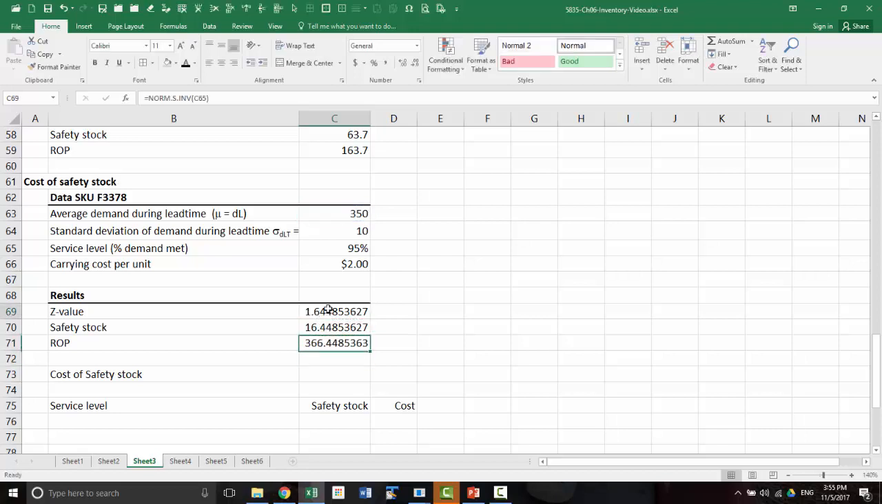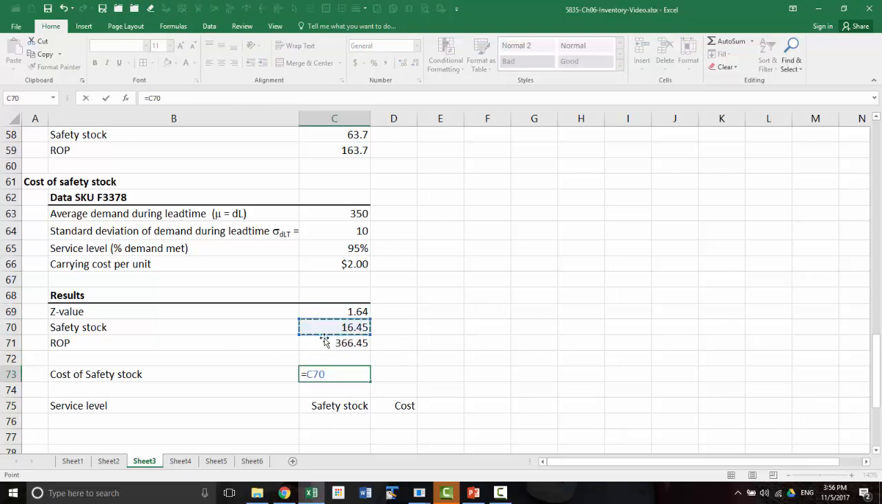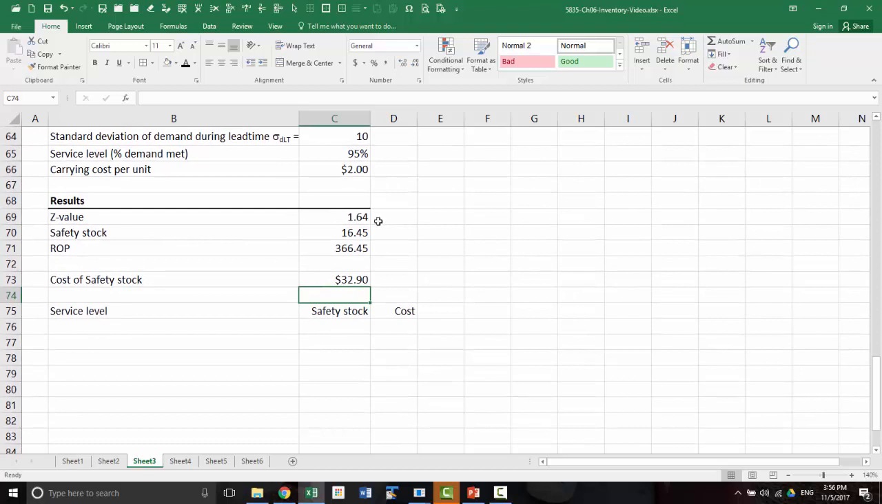Okay. Now what we want to look at is the cost of safety stock, right? So cost of safety stock is safety stock times the carrying cost. So carrying cost we are assuming is $2 per unit per year. So for 95%, that's the cost. Now what we want to do is look at different service levels and see how the cost of safety stock changes for different service levels.